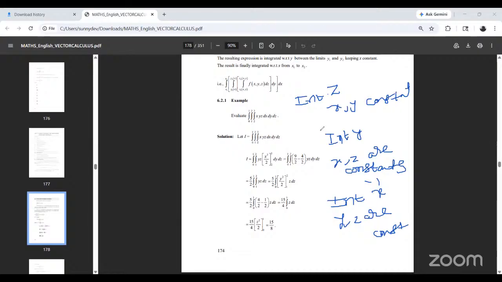So keep in mind, when you are doing the integration with z, the variables x comma y are taken as constants. When you are doing the integration with respect to y, the variables x comma z become constants. And when you are doing the integration with x, then y comma z become constants. Okay, now let's see one problem here.